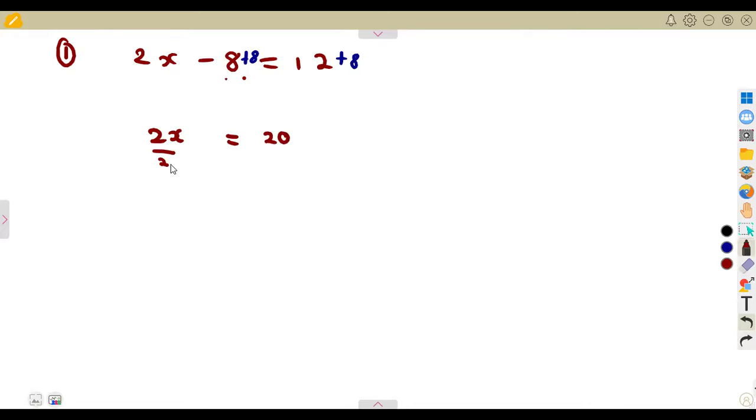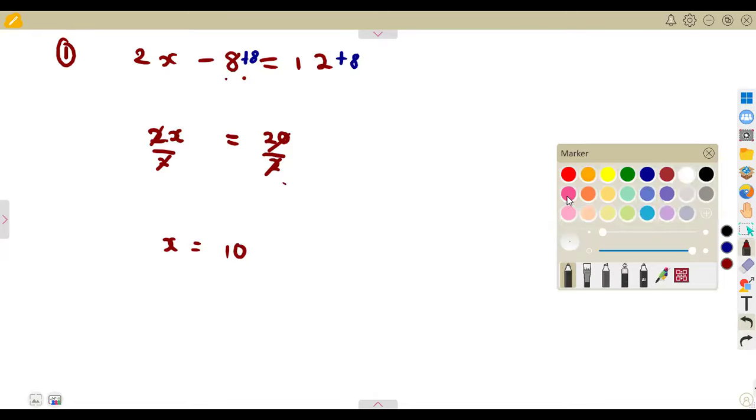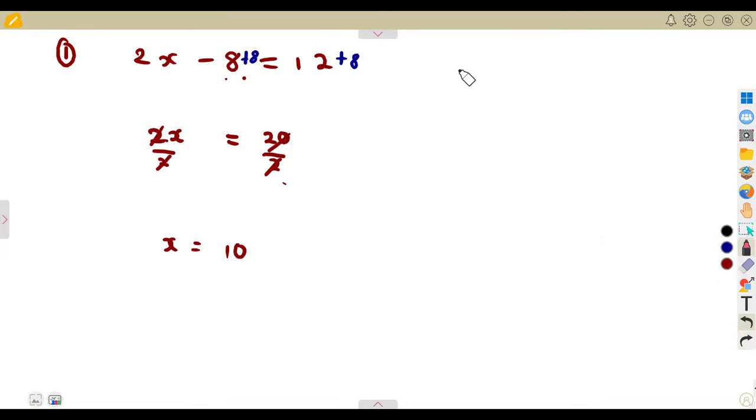So now we can divide by 2. Since this is a multiplication, like I said, you divide to have the value of x. So this is going to give us a 10. So this is the normal sense that you're supposed to have. But instead of doing this, we can have it in a shorter way.